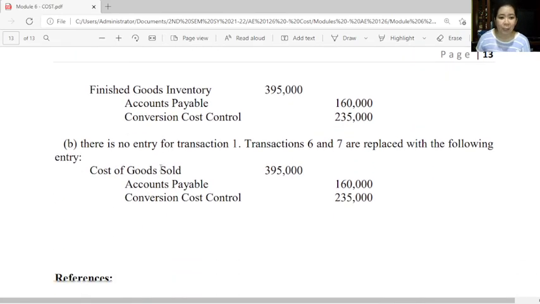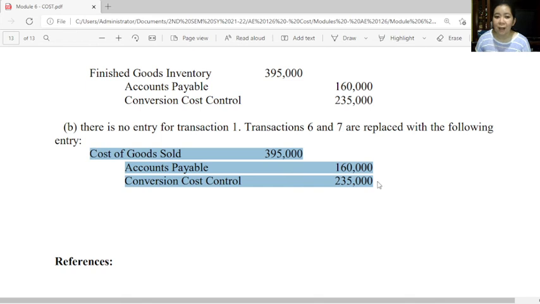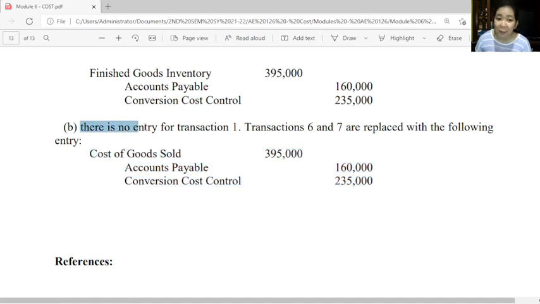For variation 4, the trigger point here is the time the inventory is sold. Again, there is no entry for transaction 1. For transactions 6 and 7, transaction 6 is completion of goods and transaction 7 is sale of goods, so instead of having 2 entries, we will just have 1 entry. So debit to cost of goods sold, credit to accounts payable and conversion cost control. For factory overhead and direct labor, again, there is no related entry for raw materials because we have no entry for it.